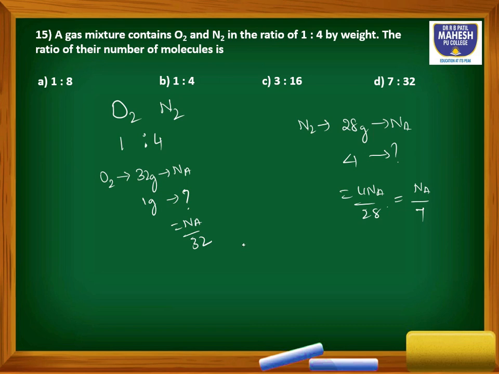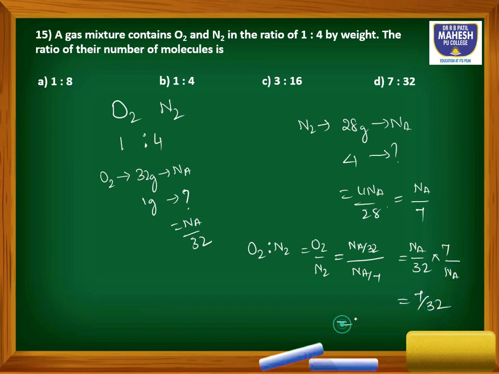Okay. So the given ratio of oxygen and nitrogen can be written as O2 divided by N2. Let us substitute the values. Na divided by 32 whole divided by Na by 7. So that is nothing but Na divided by 32 into 7 divided by Na. Na cancels, remaining is 7 divided by 32. Or in other words, I can say that 7 is to 32. Which option? Option D.